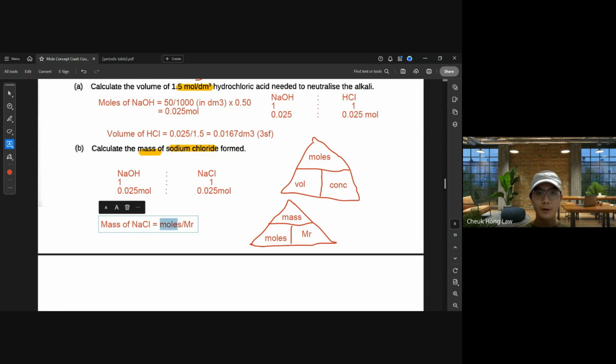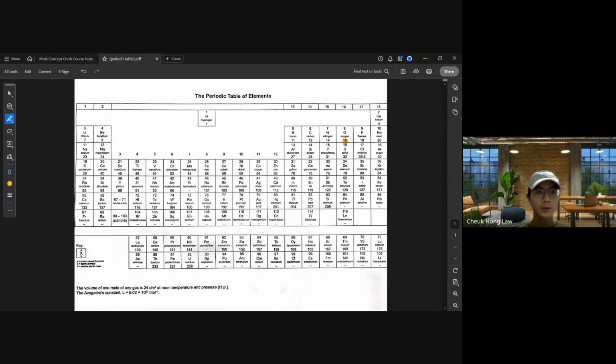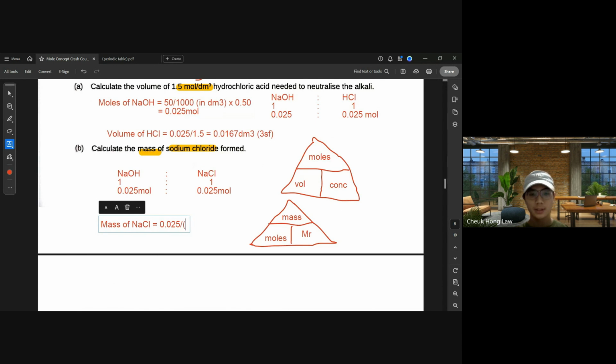So we found the number of moles of NaCl, which is 0.025. Then the MR, we can use the periodic table. For Na sodium, it is 23, and for chlorine is 35.5. So you all can just refer to the periodic table for this. So 23 plus 35.5. Then just put it into the calculator. Sorry, not divide, multiply. 1.46 grams, to 3SF. So we always leave everything to 3SF, 1.46 grams.